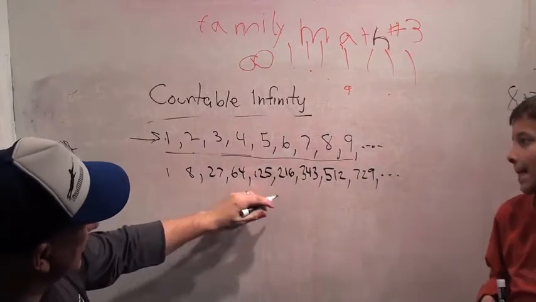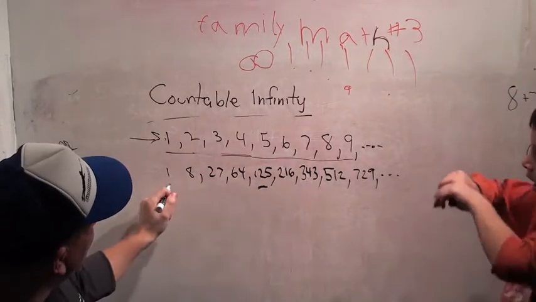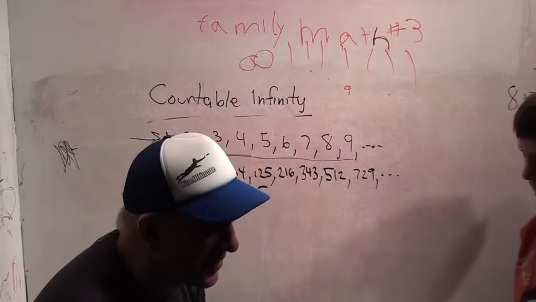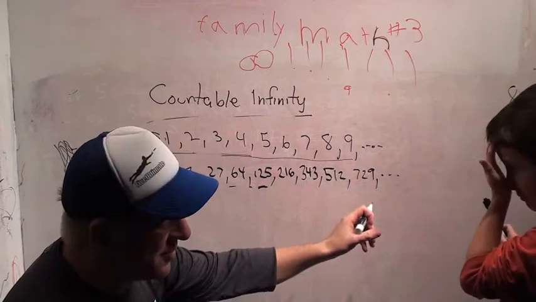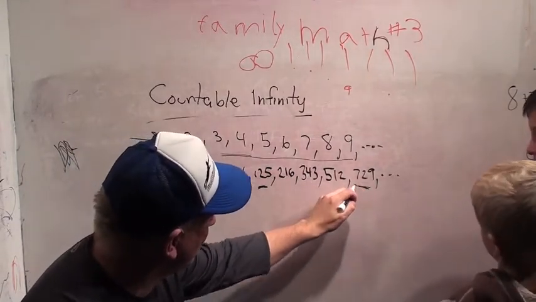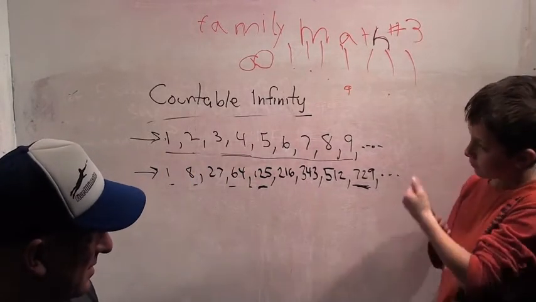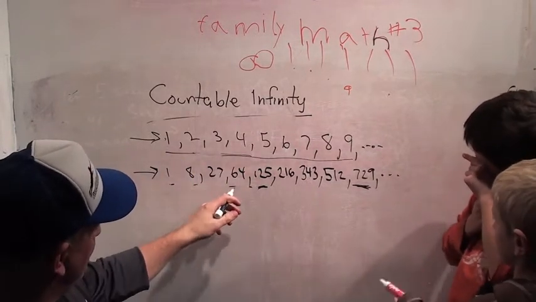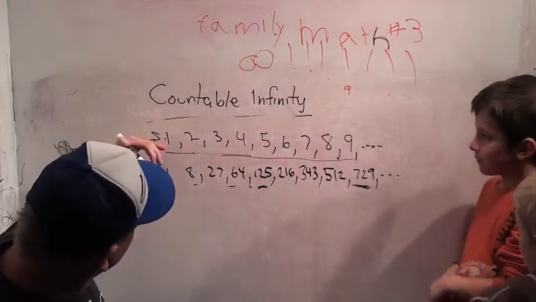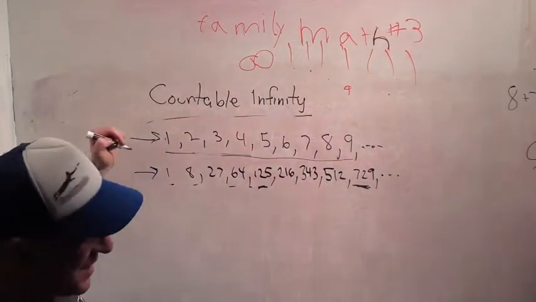So look how big these numbers get. When we get to 125, we've only got 5 numbers. But in this list, we would have 125 numbers when we got to 125. All right, now here's a challenge problem. How many numbers do we have when we get to 729 in this list? 9. 9. But in this list, how many numbers do we have when we get to 729? 729. Oh my gosh, so this list has to have more.